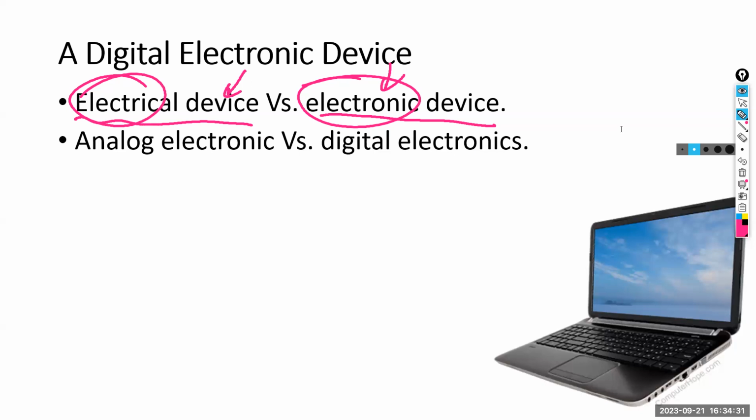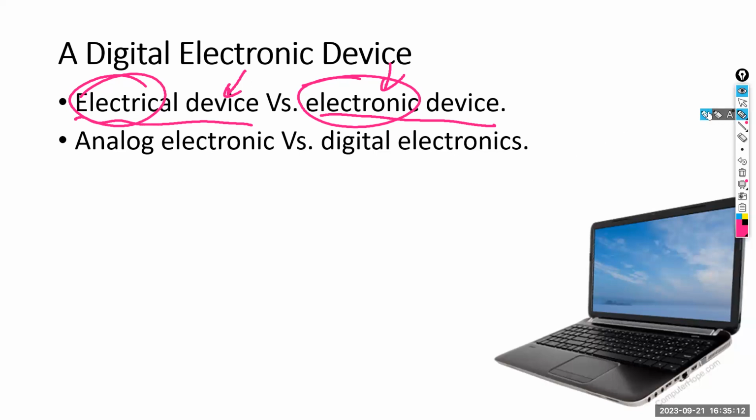So there's a key difference. Look at those two types of devices: electric fan, electric oven, electric kettle, electric bulb, electronic radio, electronic TV, electronic computer. So what is the main difference? Yes, both have something to do with electricity. That is why the elect part is there. Electrical, electronic.